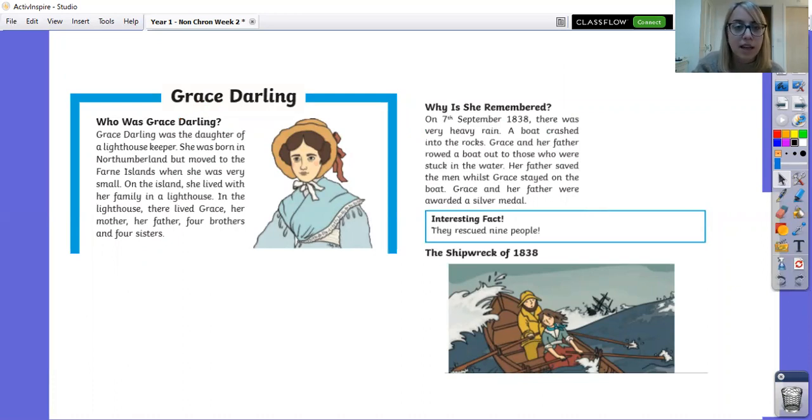So I won't be reading it, but on this page, you will find out about who Grace Darling was. So that's one of the headings we need to find out information for. Okay, why is she remembered? So that's what you'll find on this page. Now, you may need an adult to help you with some of the reading today. And together you can find out information about Grace Darling. So if you want to, pause the video now, you can find out some information about Grace Darling, and I'm going to go through some more pages now.